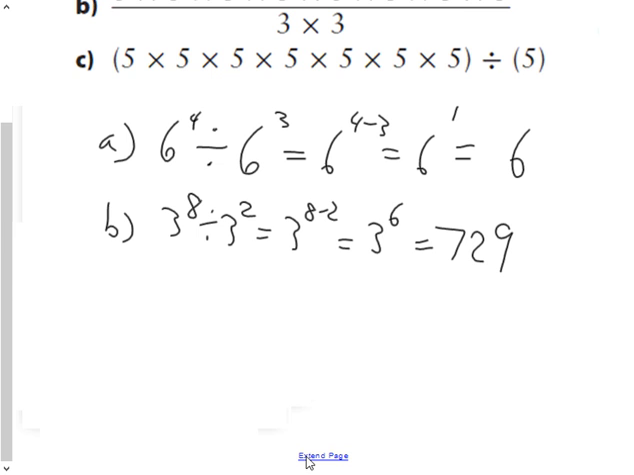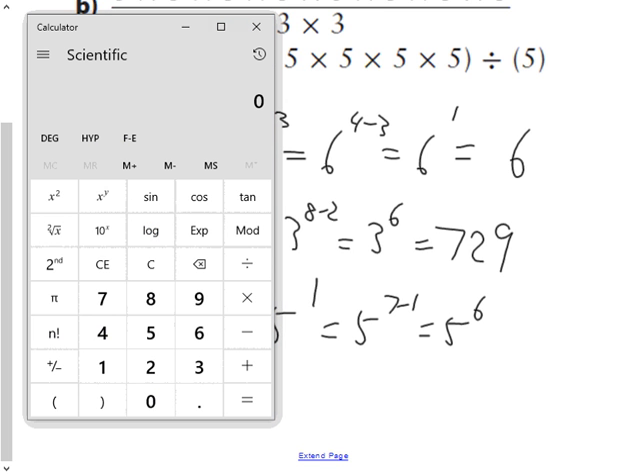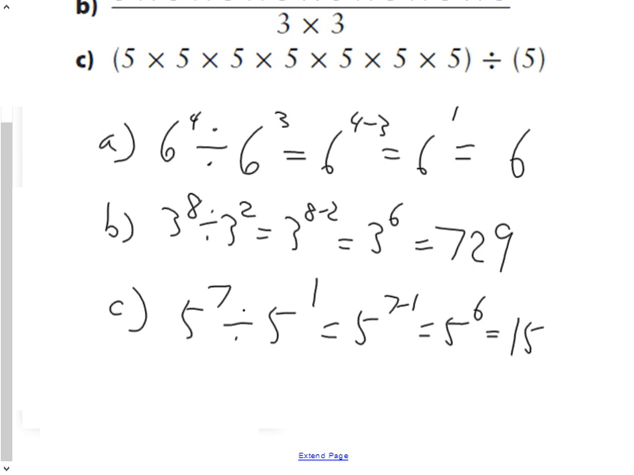Mic drop. And finally, C, we have 1, 2, 3, 4, 5, 6, 7. 5 to the exponent of 7 divided by 5 to the exponent of 1. Keep your base and subtract your exponents to give you 5 to the exponent of 6, which is 25 times 25. I can't do that in my head. I'm not that smart. Oh, that's the wrong base. 5 to the exponent of 6 is 15,625 in standard form.